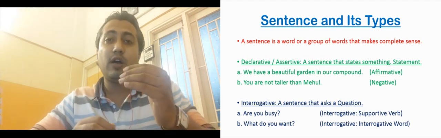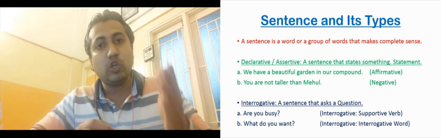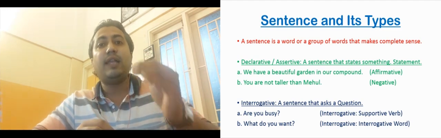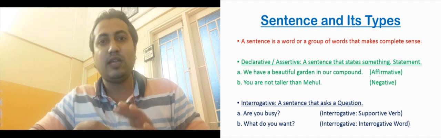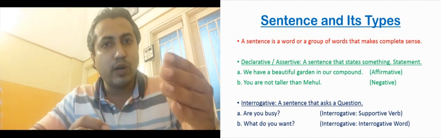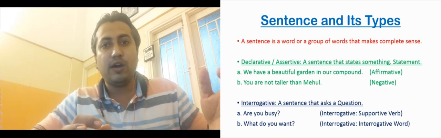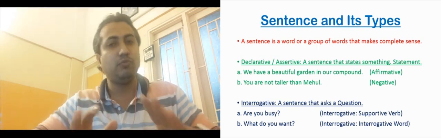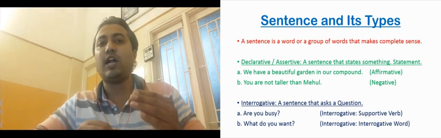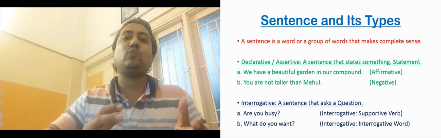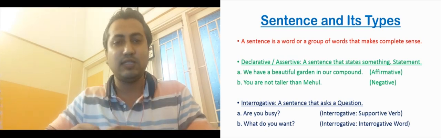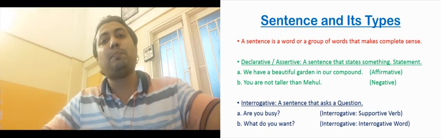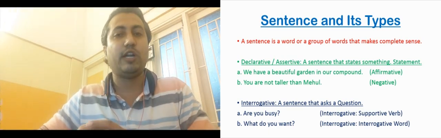Now the difference between these is, if an interrogative sentence starts with supportive verbs or modal auxiliaries, the answer would always be yes or no. Are you a student? Yes, I am. Is he comfortable? No, he is not. Did he come to the party? Yes, he came to the party. So if interrogative sentences start with supportive verbs or modal auxiliaries, the answers would be yes or no. But when the interrogative sentence starts with an interrogative word, there are many different answer possibilities to those sentences.